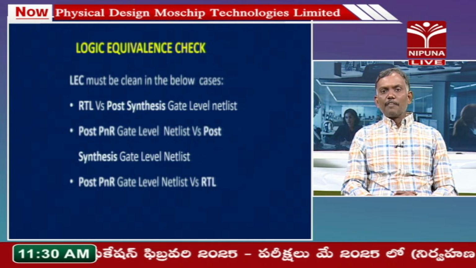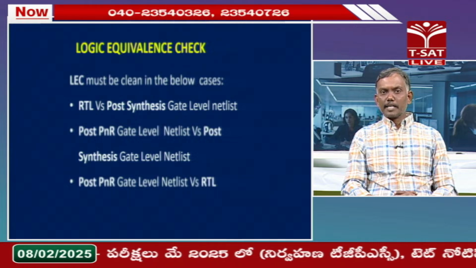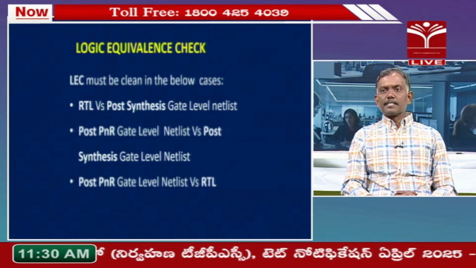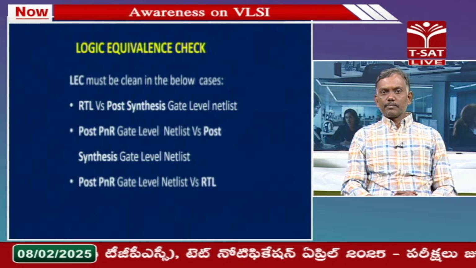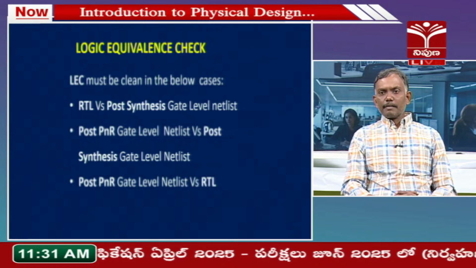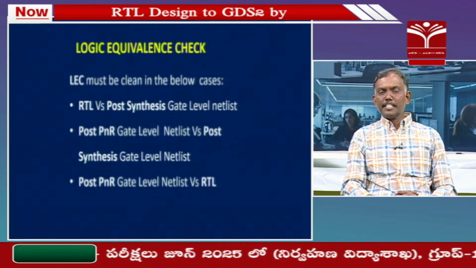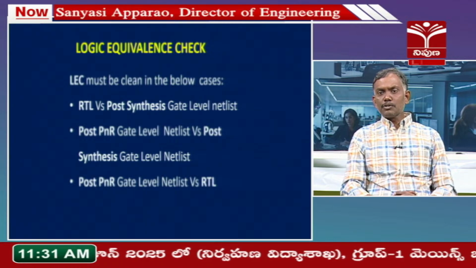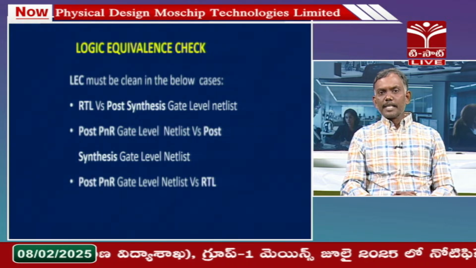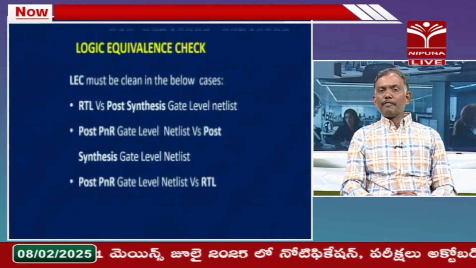Next one is after completion of your place and route, where you will get the post PNR gate level netlist. Post PNR versus your post synthesis, that is one LEC check, and the third one is post PNR gate level netlist versus the initial RTL, your initial design. So, in all stages LEC must be clean, then you can say we are good functionality wise. That is sign off LEC check.